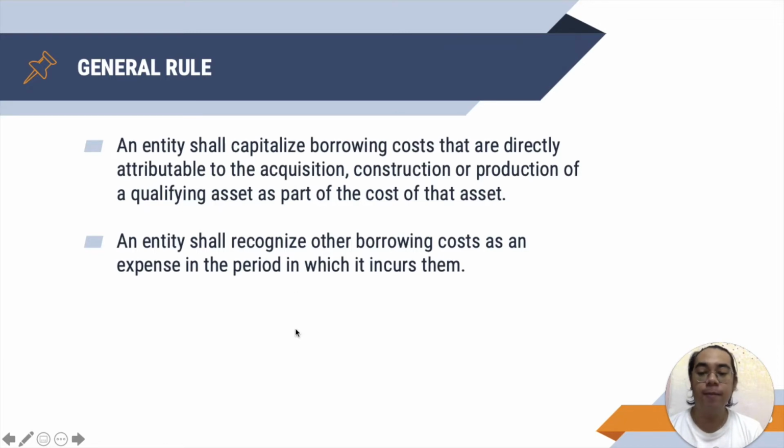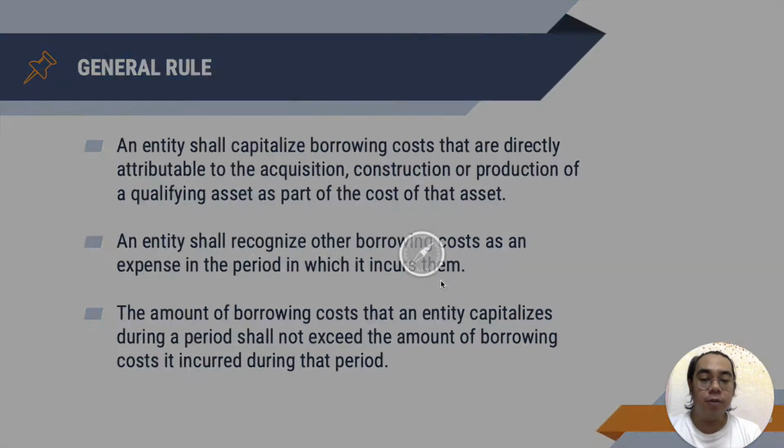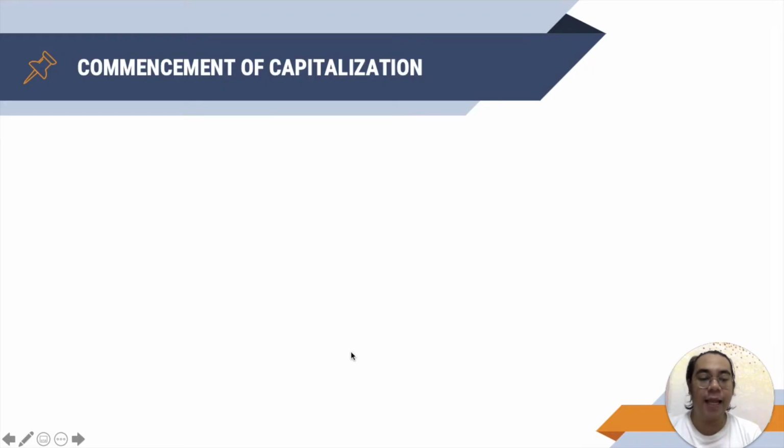Also, the amount of borrowing costs that an entity capitalizes during a period shall not exceed the amount of borrowing costs actually incurred during the period. So, you cannot capitalize an amount more than what you actually incurred during the period. That would be very weird. So your limit is only how much you actually incurred during the period.